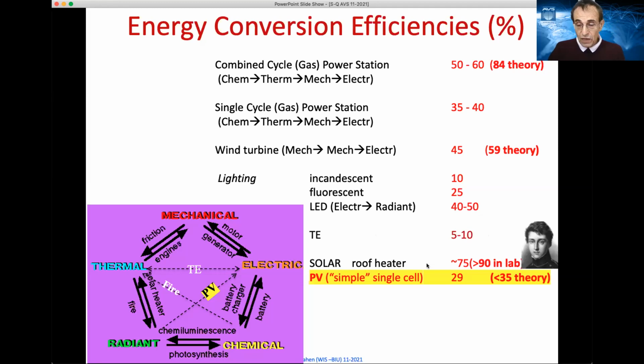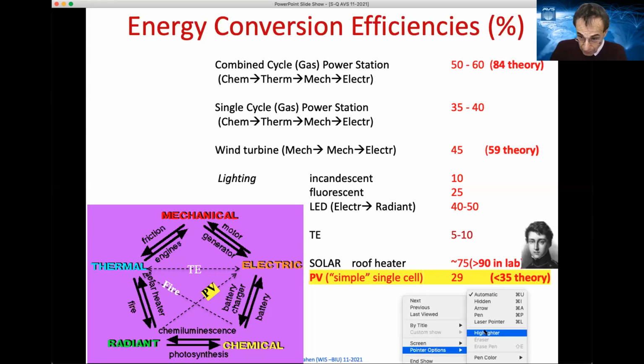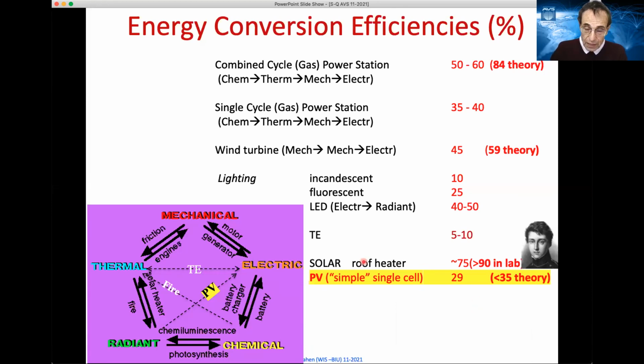Solar roof heaters, of which we have a lot in Israel. In the lab, over 90%. And yes, why? That's because of this gentleman whom I already pointed out to you. Let me try to change my pointer. Here it is. And in practice, the panel on my roof should get 75%, especially if I take care to clean it. And photovoltaics, the single cell efficiency, about 29% is the best we've managed, less than 35% in theory.